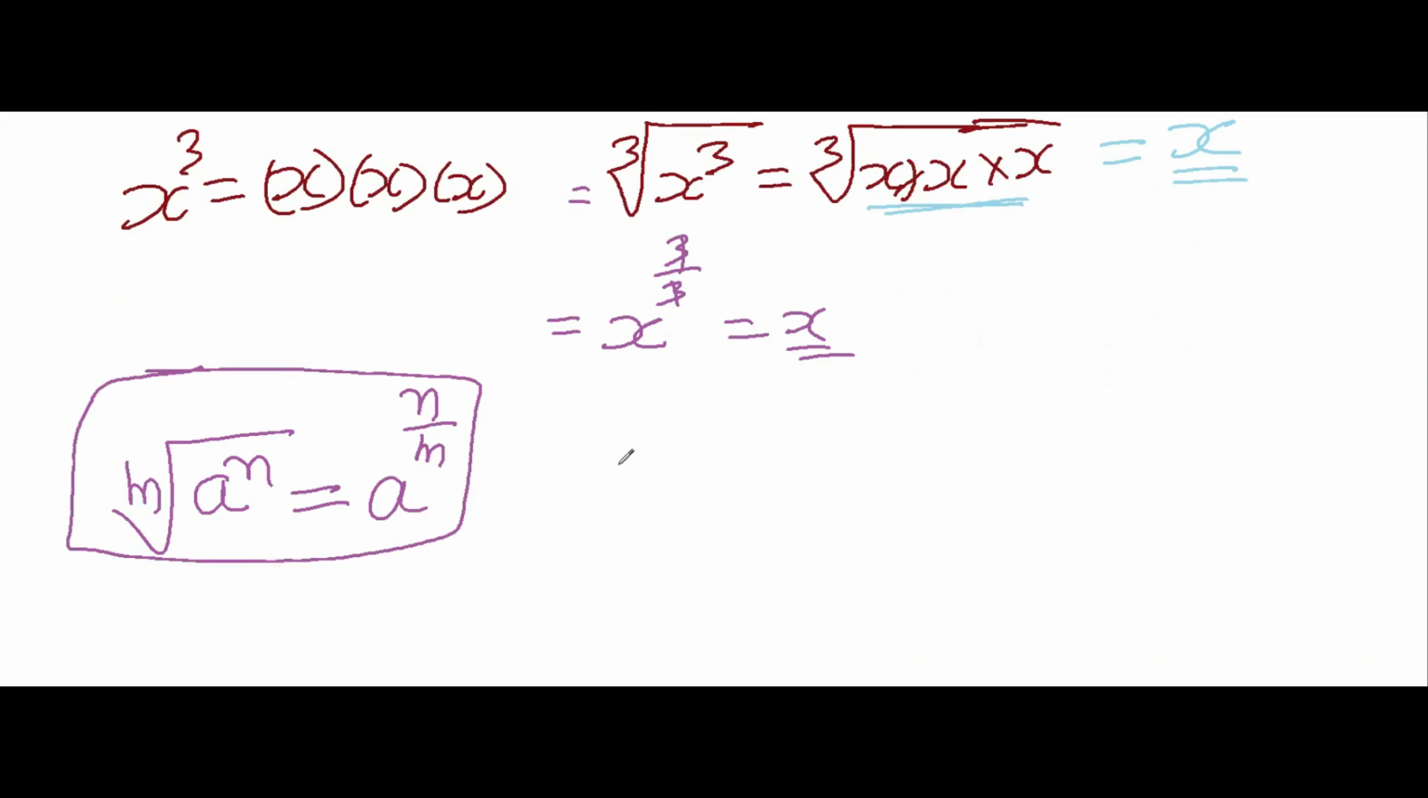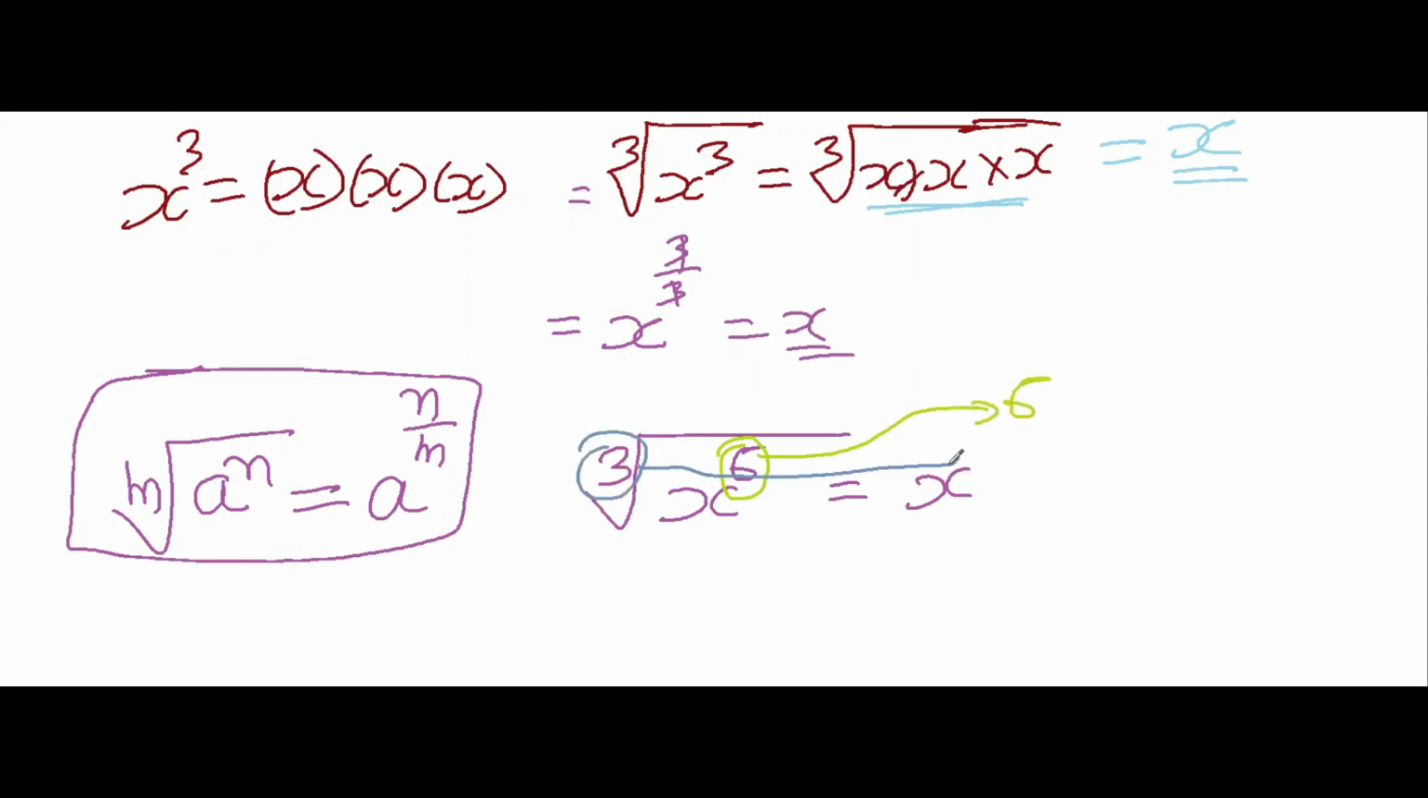Okay, so if I need to find the cube root of x to the power of 6, then what will I do? I will write this power here, and this 3 I will take here, and then 3 ones are 3, 3 twos are 6. So the answer is x square.